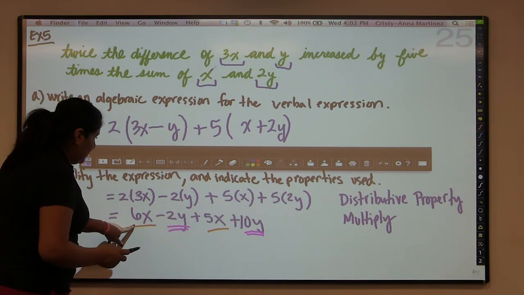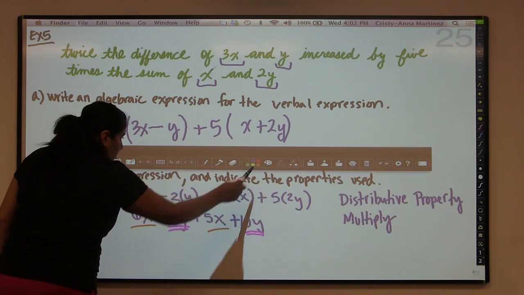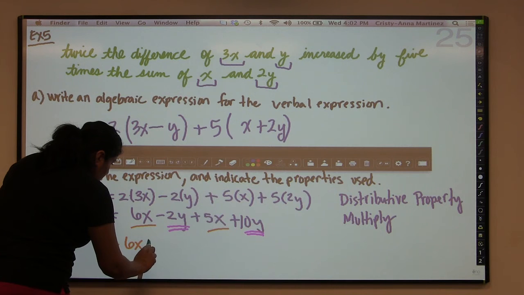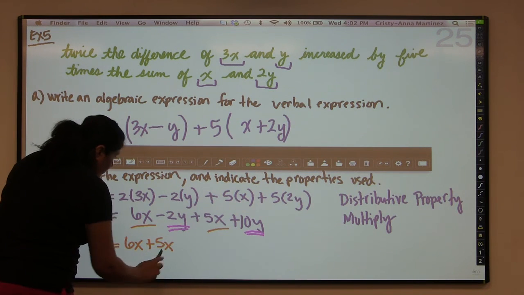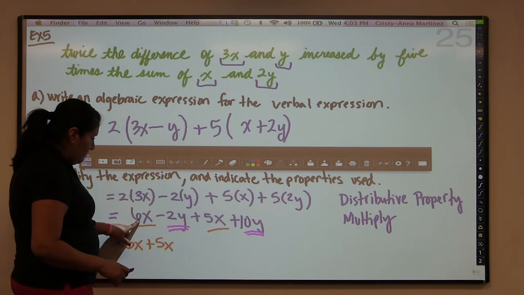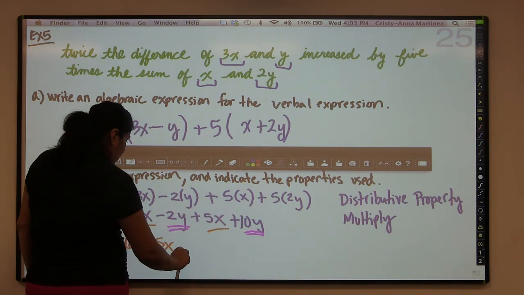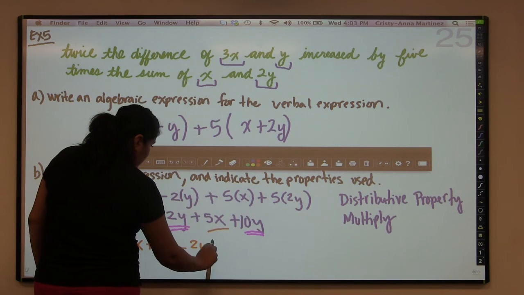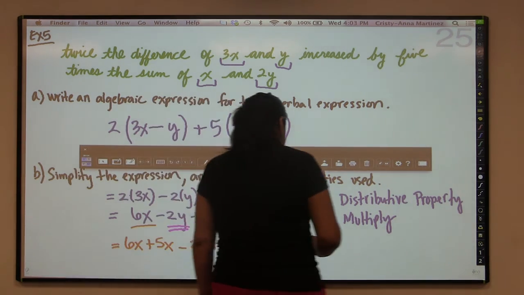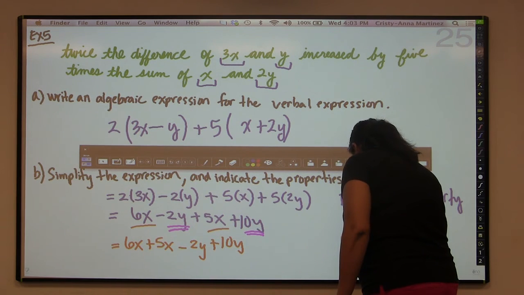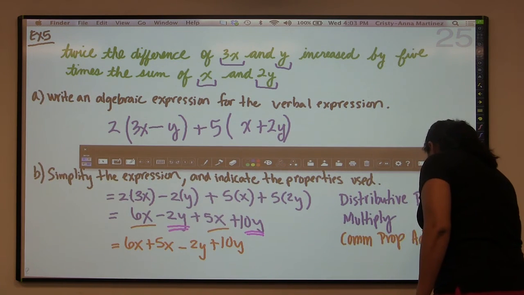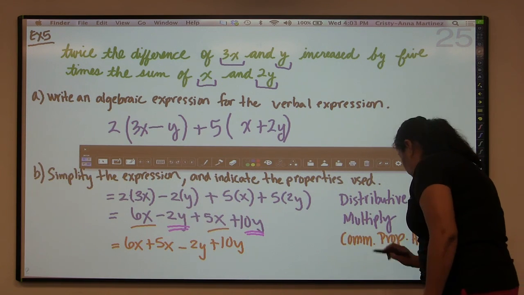So we're going to take the 6x, and I'm going to change the order. So this is going to be now 6x plus 5x. So remember that the order in which we multiply doesn't matter. So that's the commutative property. So I'm going to put my 6x and my 5x together, and then we're going to get minus 2y plus 10y. So again, the reason for that is going to be commutative property of addition. So you can abbreviate that. That's a really long phrase there.